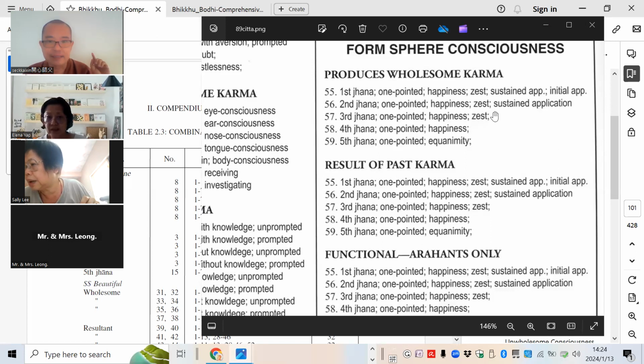The zest is taken out. Yeah, the zest. So meaning to say that we just deduct one more. Okay, so that's why we just deduct one, then we get the result already.